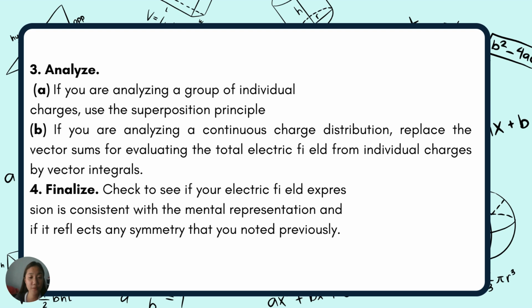And number four, the last, is finalize. Check to see if your electric field expression is consistent with the mental representation and if it reflects any symmetry that you noted previously. Imagine varying parameters such as the distance of the observation point from the charges or the radius of any circular object to see if the mathematical result changes in a reasonable way.